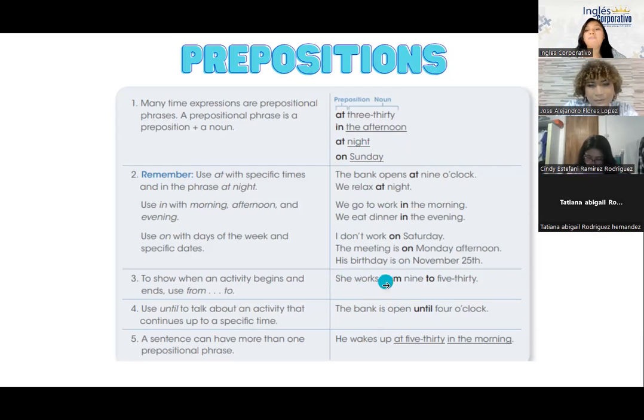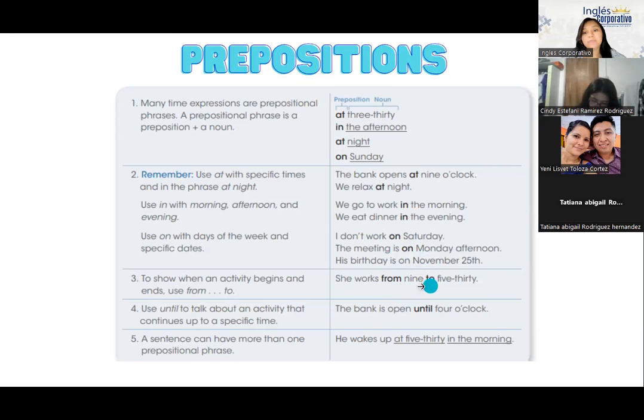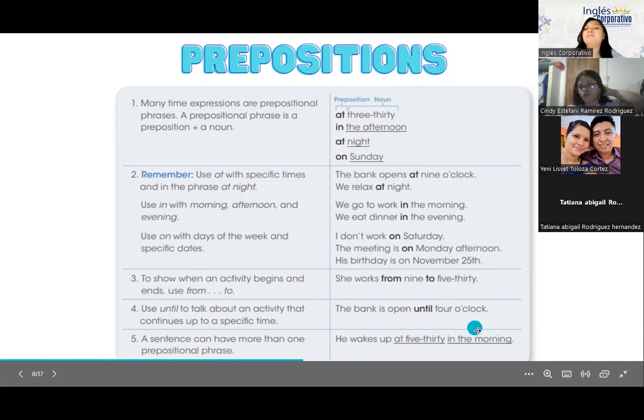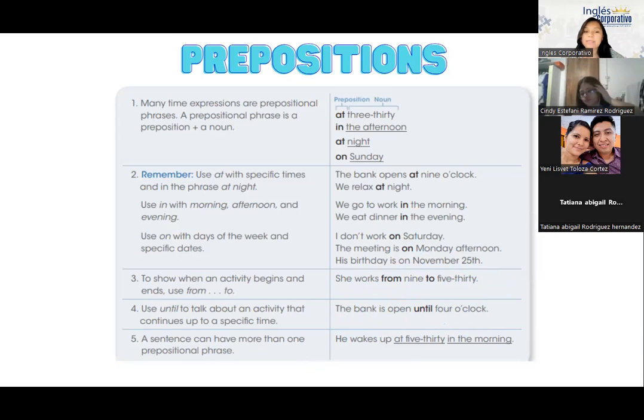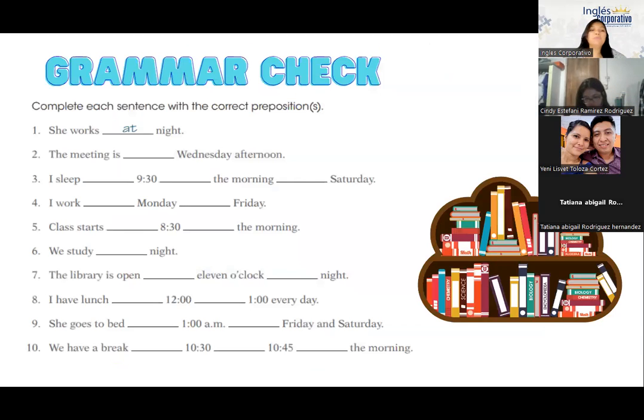And then from and to. Desde hasta. She works from 9 to 5:30. Ella trabaja desde las 9 hasta las 5:30. The bank is open until 4 o'clock. Until es hasta. He wakes up at 5:30 in the morning. We can have more than one preposition in the same sentence. Now, let's move and let's work on these exercises.